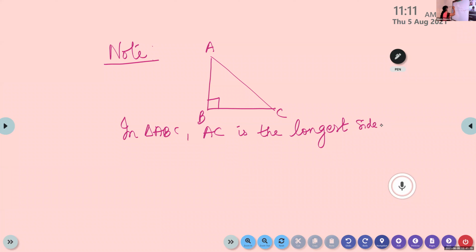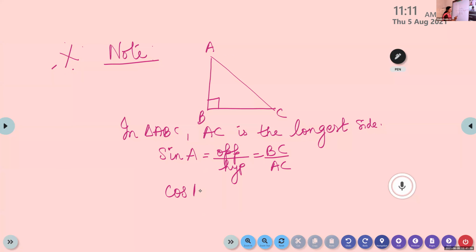Listen, children, this is a very important concept. Now, suppose I am defining sine of angle A. What is sine of angle A by definition? Opposite by hypotenuse. So we get BC by AC. Similarly, look at the ratio cos A. Cos is adjacent by hypotenuse. So which is the adjacent side? AB by AC.